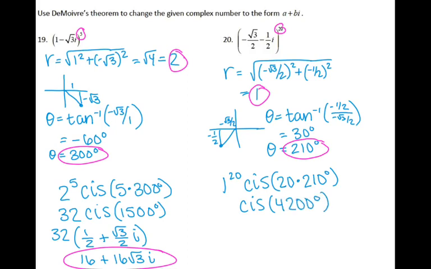4,200 degrees. So cosine of 4,200 degrees is negative 1/2 plus i sine of 4,200 degrees is, what did I just do? Got an error on my calculator. Oh, that's because I did inverse sine instead of regular sine. So sine of 4,200 degrees is negative 0.866, which hopefully you all know is negative root 3 over 2, and then i. And voila, there is your answer for number 20.